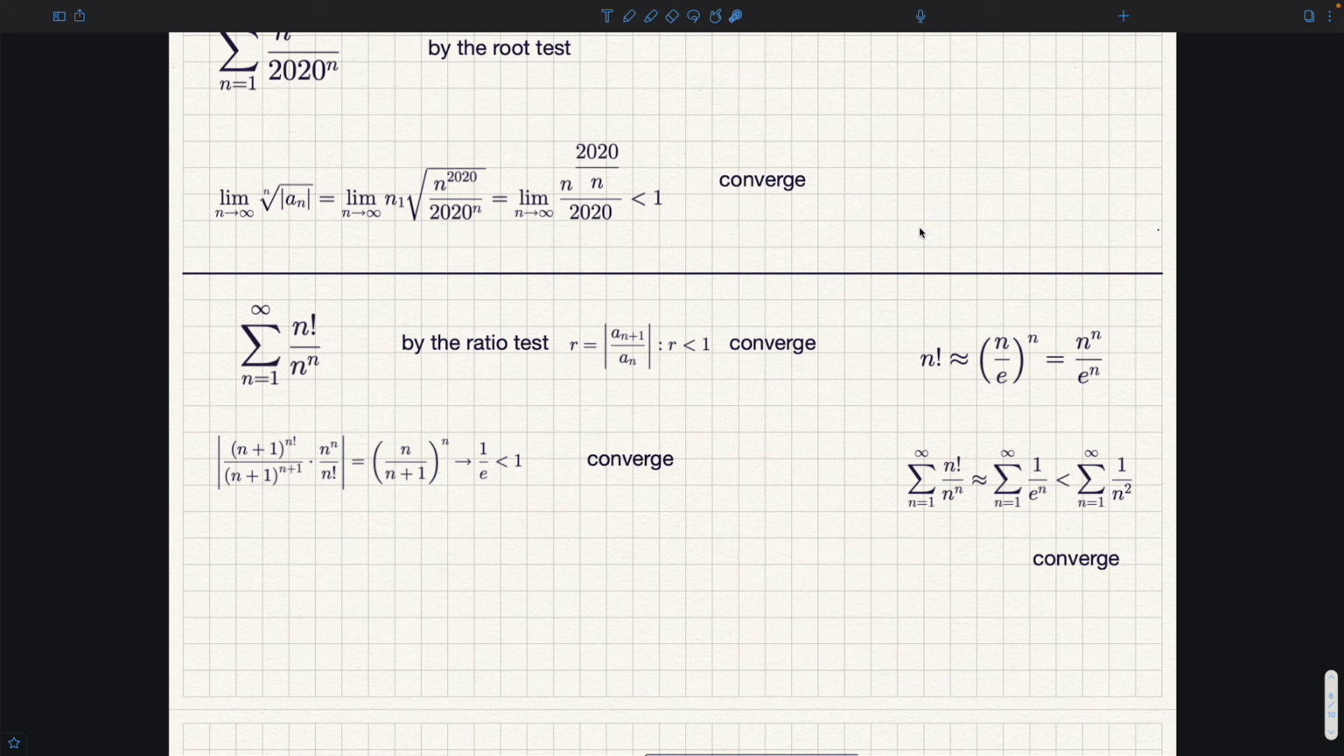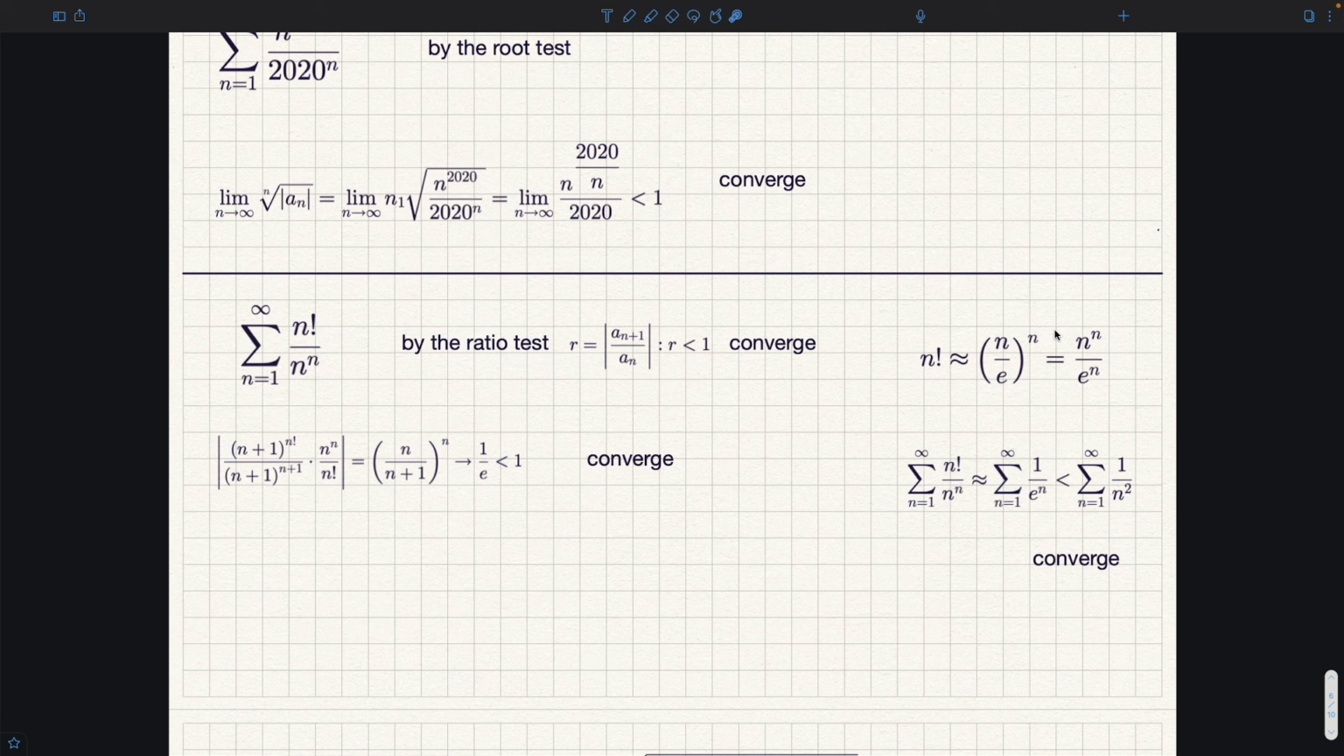So when we take a_(n+1), it will be n plus 1 multiplied by n squared, and this will be divided by n plus 1 to the power of n plus 1, and we're going to multiply by n to the power of n and divided by n factorial. So the limit of this will be equal to 1 divided by e, which is less than 1, so the series converges. Also, we can estimate this by another method.